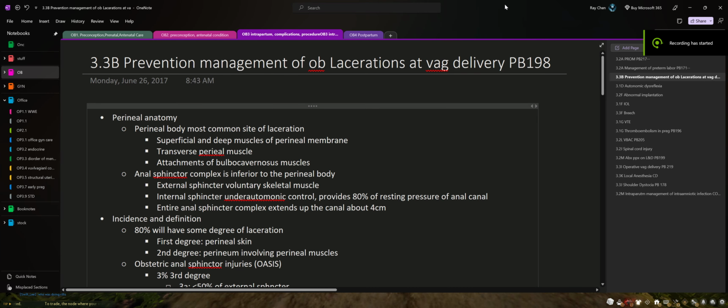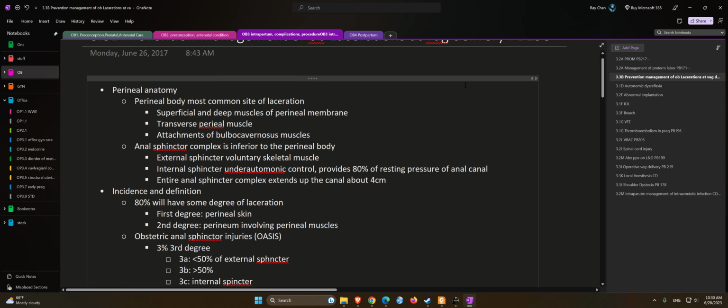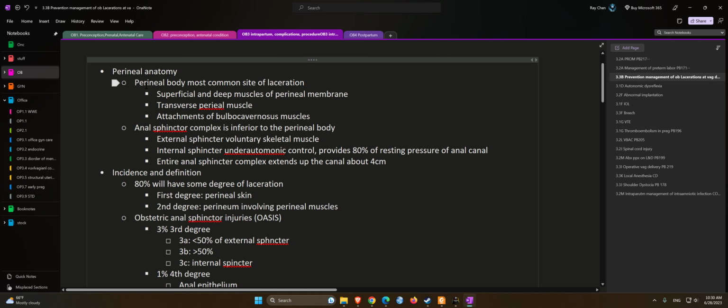Let's talk about prevention and management of obstetric laceration at vaginal delivery. So, perineal anatomy. The perineal body is the most common site of laceration.